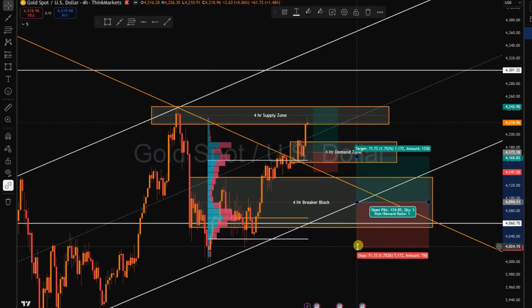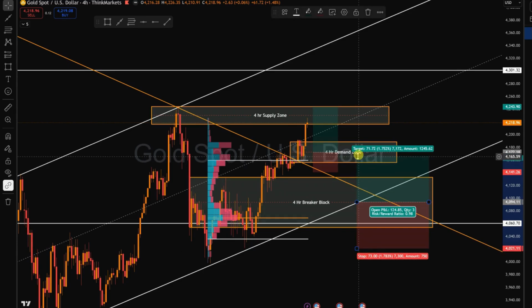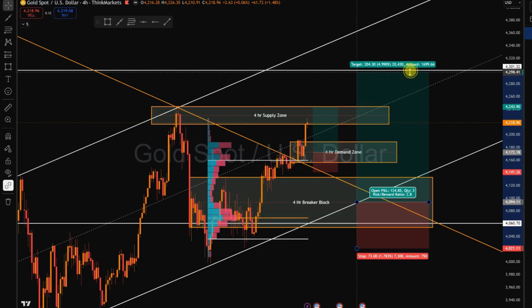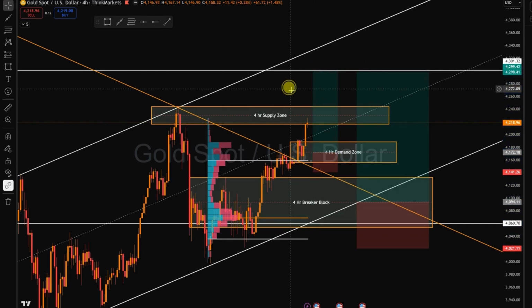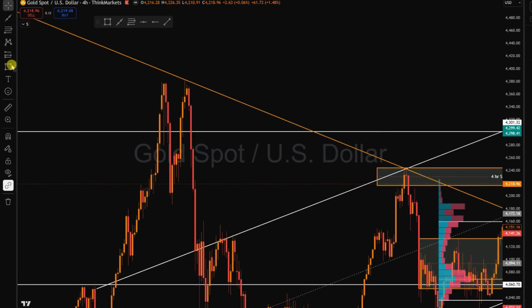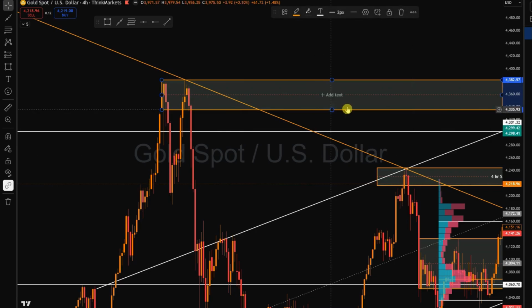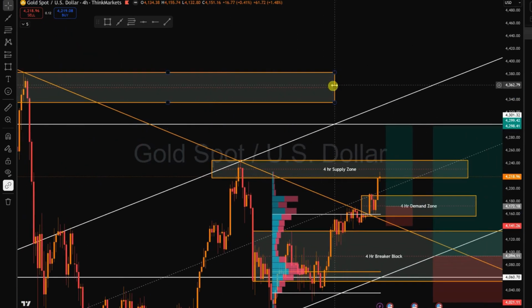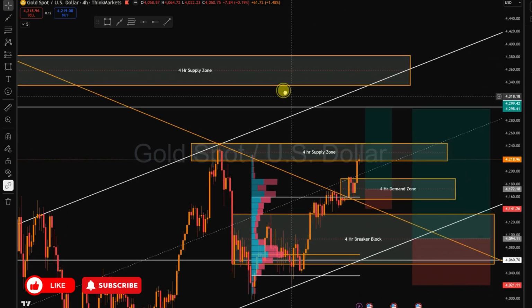Beneath the demand zone sits the 4-hour breaker block, which acts as our structural invalidation. If you look closely, this breaker block marked the origin of the last strong move, and it has been respected consistently by the market. As long as price remains above this breaker block, the bullish narrative stays intact. But if price breaks and closes below it, the structure weakens, and we may expect a deeper retracement. So keep this zone in mind, it's the backbone of the entire setup.